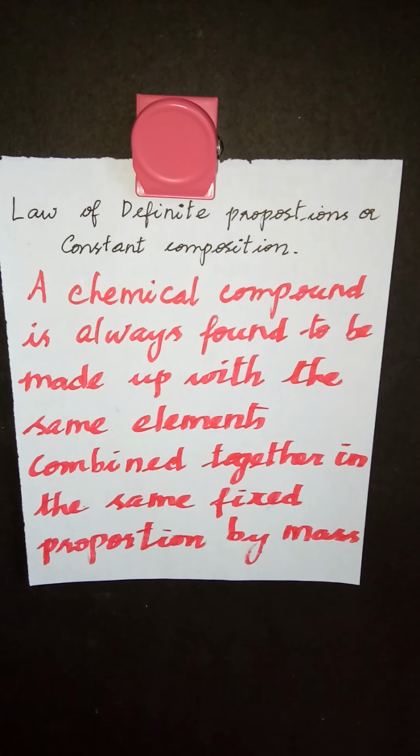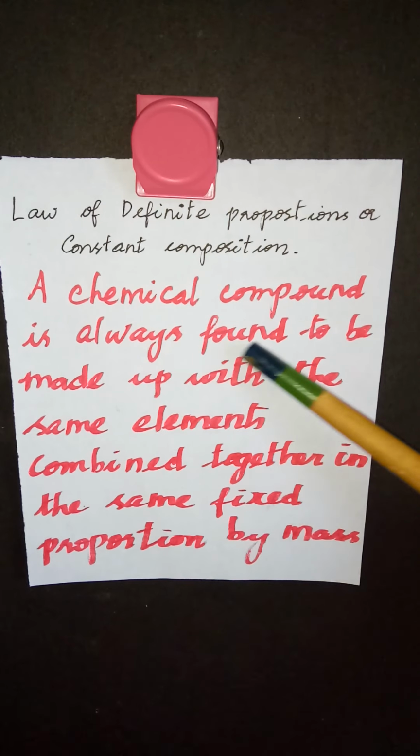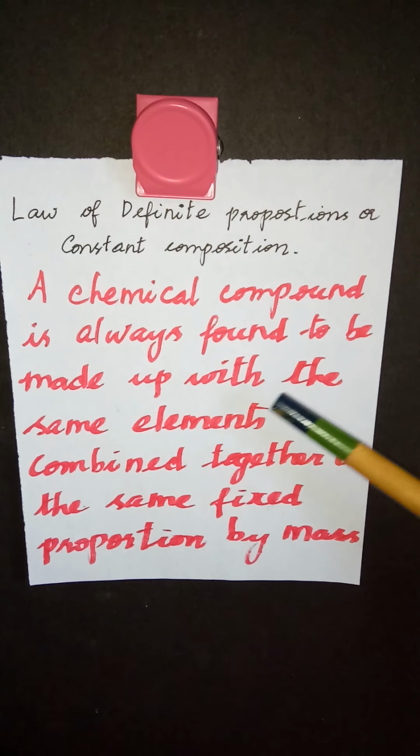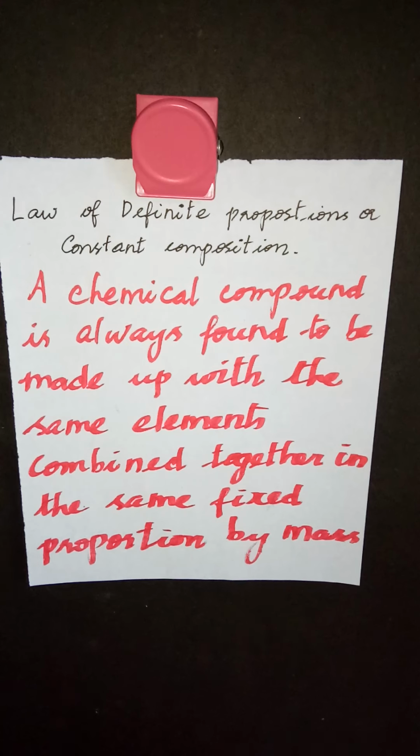This was again proposed by a French chemist, J.L. Proust, in the year 1799, and this law deals with the composition of elements present in a given compound. So this is the statement of the law of definite proportions: a chemical compound is always found to be made up of the same elements combined together in the same fixed proportion by mass. Now I'll explain this statement with an example.